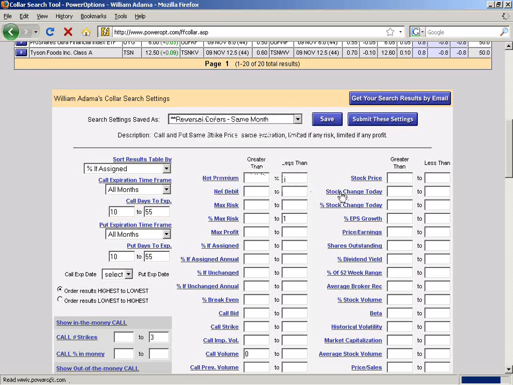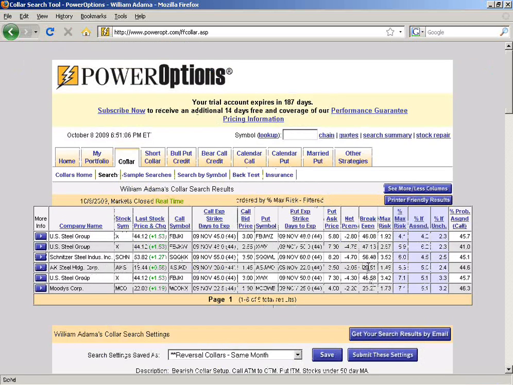Okay? And what I like to use this for is the reversal collar. What we're doing here is I'm going to sort of take the reverse of a standard collar format that we were looking at earlier. Here, I might buy a stock. Here's U.S. Steel Group at 44.12. I'm going to sell the slightly at or out of the money November 45 call for about $3 per share.